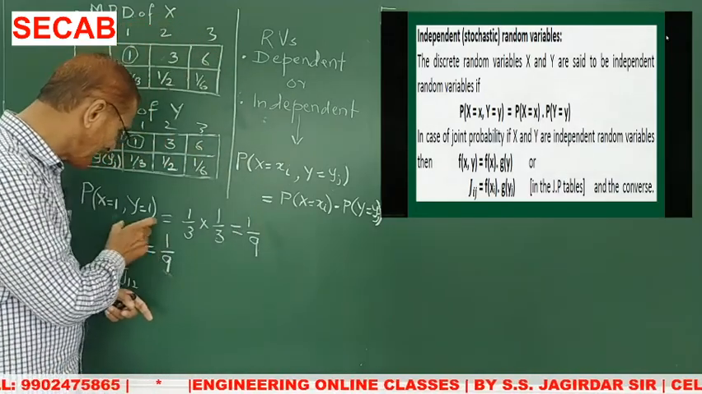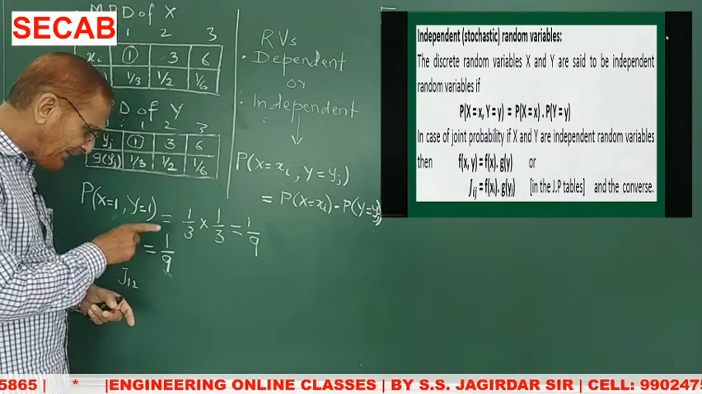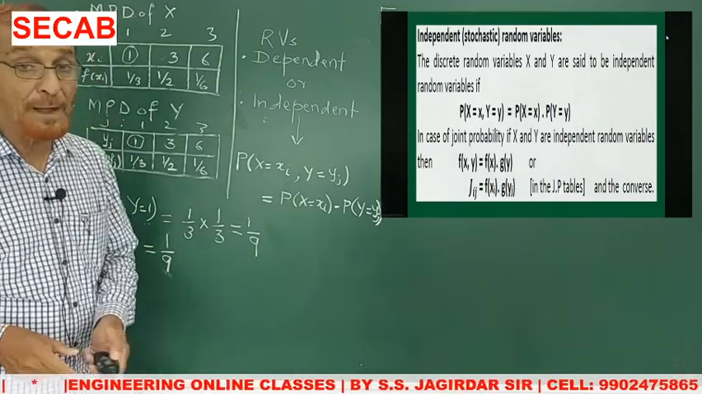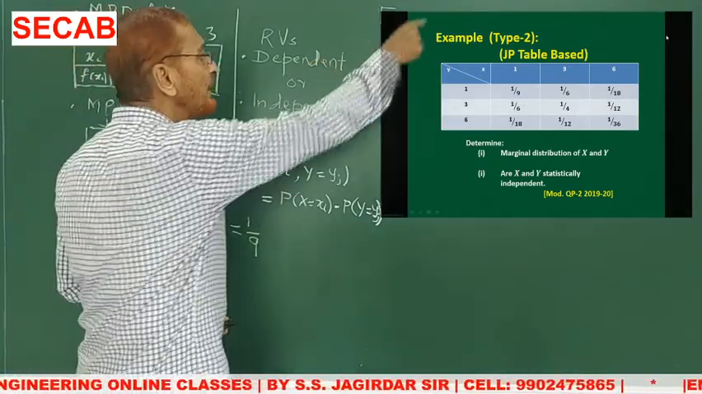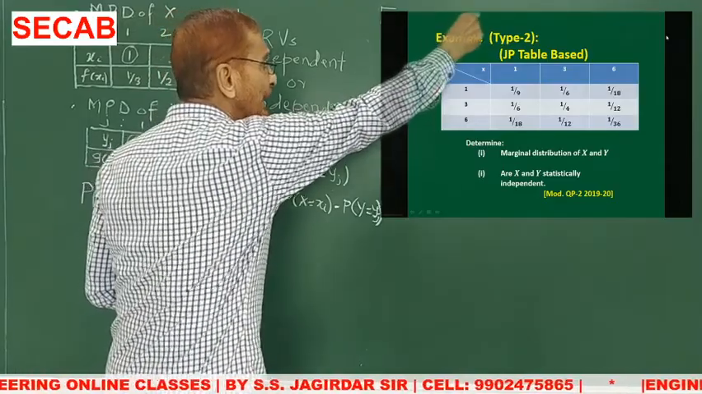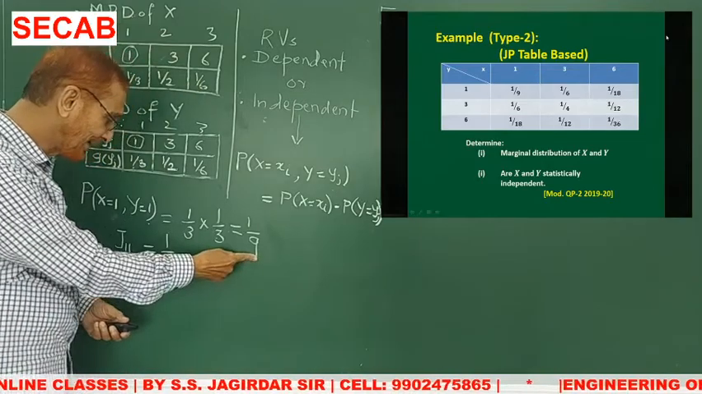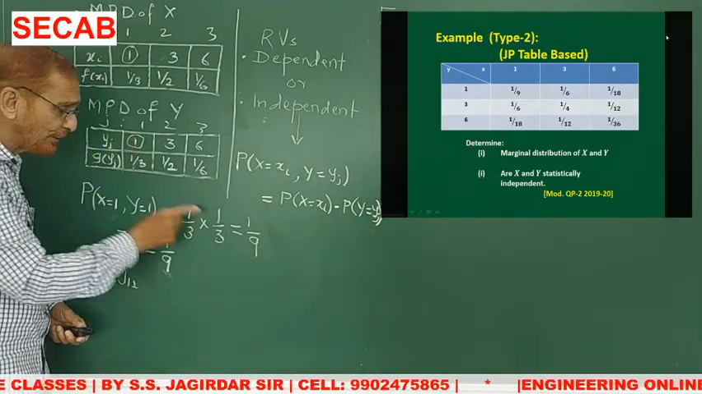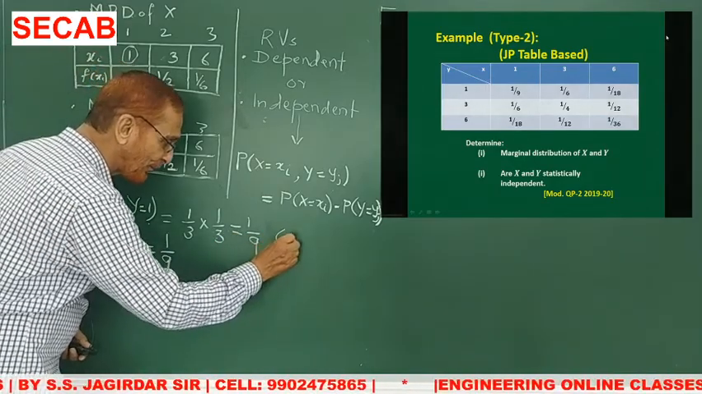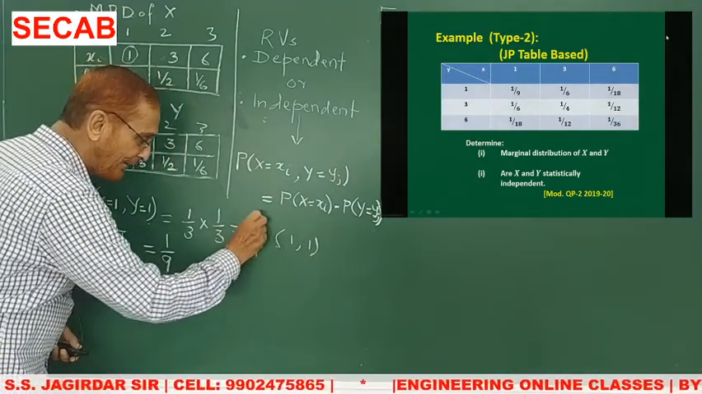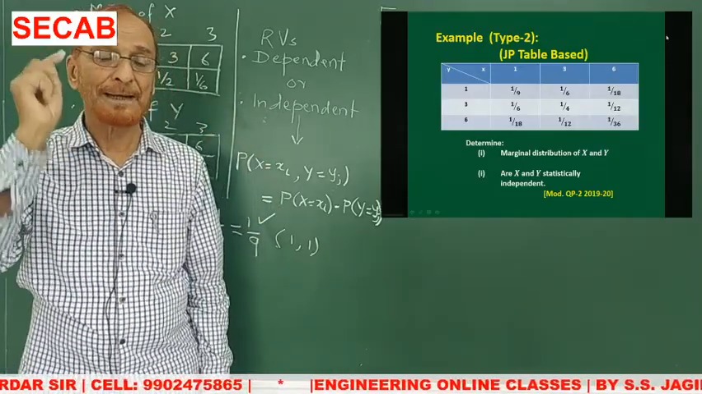So let us check whether we can get this in the table. Just go back to your table. See 1 1. Here it is 1, here it is 1. So x is 1 here, y is 1 here. So 1 1, what is the J value? 1 upon 9. What is the product of the individual probabilities 1 upon 3 and 1 upon 3? 1 upon 9. That means for the ordered pair 1 1, the value is absolutely according to the definition of independent random variables.